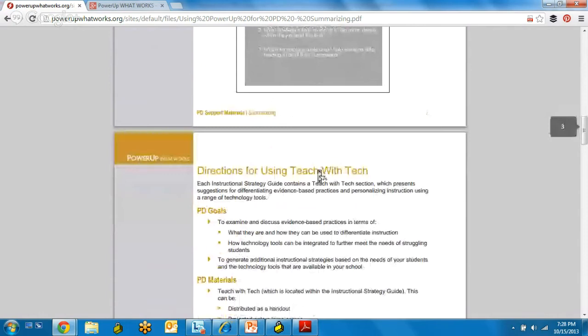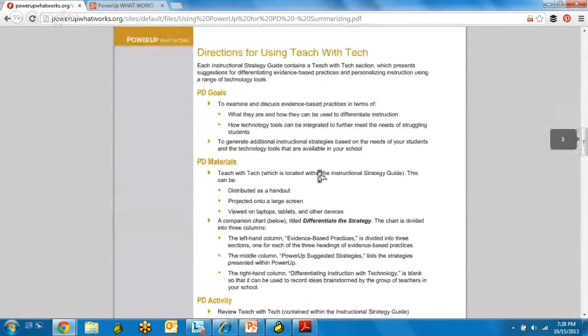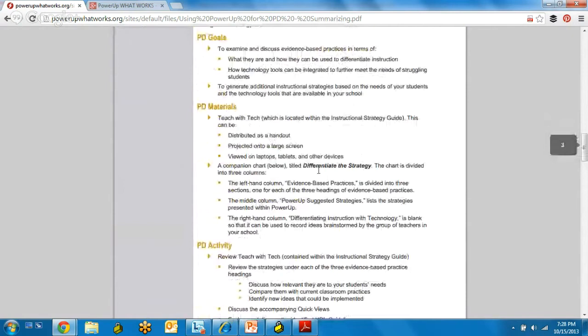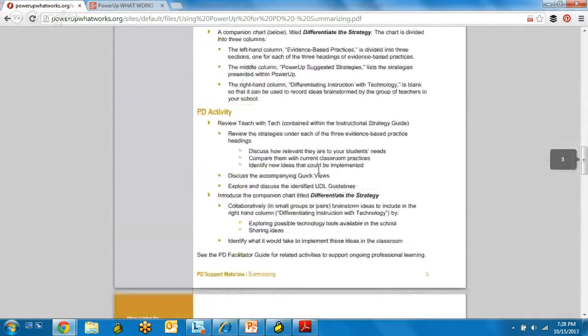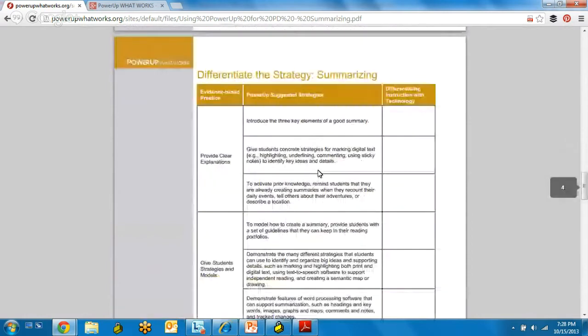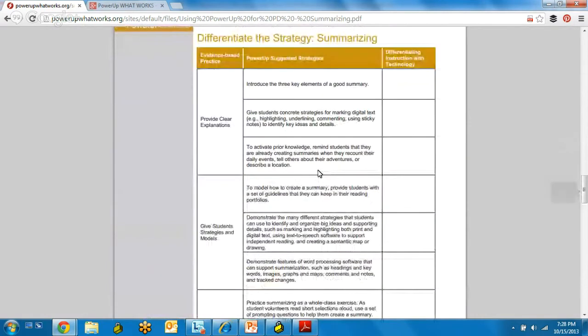We have PD materials. I don't know if we have anyone today on the call who isn't a facilitator of professional development or a teacher educator. I would imagine me thinking about how could I use this as I'm working with PowerUp and the teachers that I interact with. And the activity here, if you scroll down a little more, Elise, is a chart. And what we've done is we've listed all of the categories of our Teach with Tech and a shorthand of what those strategies were.